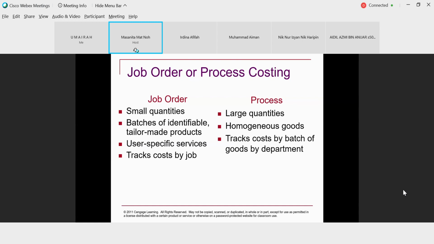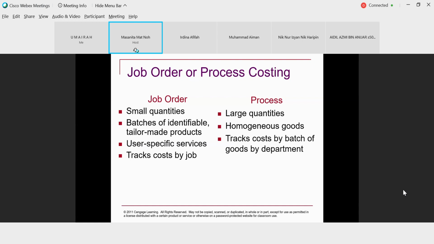Okay, thank you Aika. In the second set of PowerPoint notes, it shows the difference between the job order and process costing. Okay, so kat sini kita nak tengok what are the difference of job order dengan process, the kind of process of production tu. So kalau we are now in job order costing topic, nanti after your mid break baru kita akan look into the process.